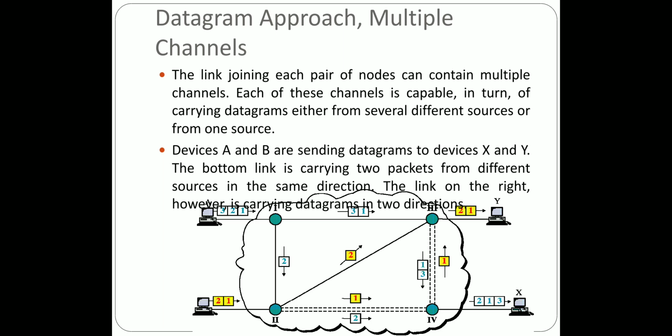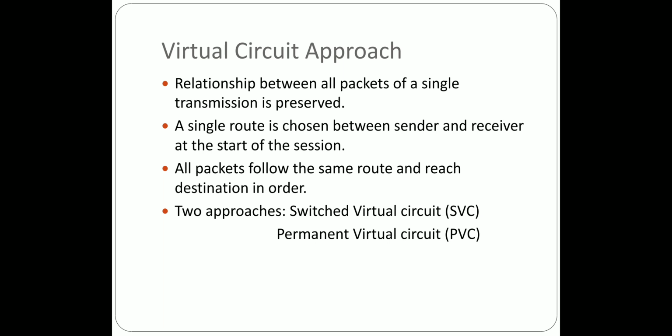But if you see the link between node number 2 and 4, there are two channels, and both of these channels are actually carrying two packets from two different sources in the same direction. Whereas from 4 and 3, there are datagrams which are moving in opposite direction. So you can have multiple channels on a single link between the two nodes. That's also possible in the datagram approach.